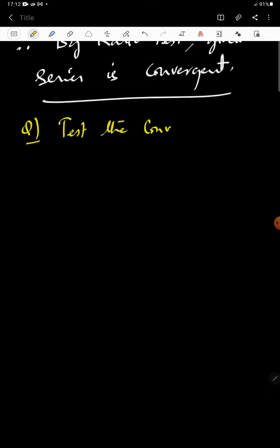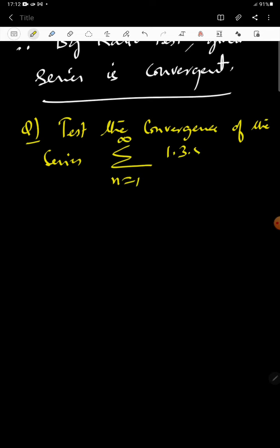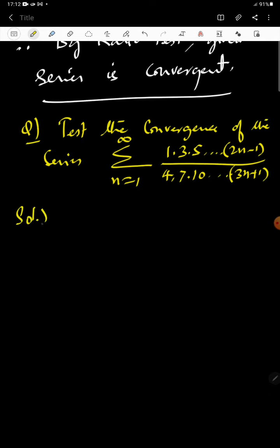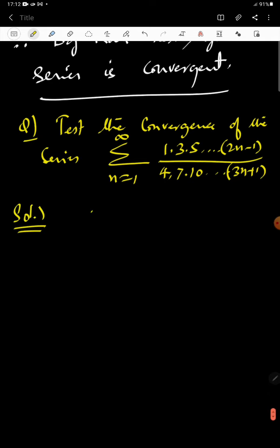The convergence of the series sigma n equals 1 to infinity, 1, 3, 5 and so on up to 2n minus 1, divided by 4, 7, 10 and so on up to 3n plus 1. Now in this case, I am not writing all these details.